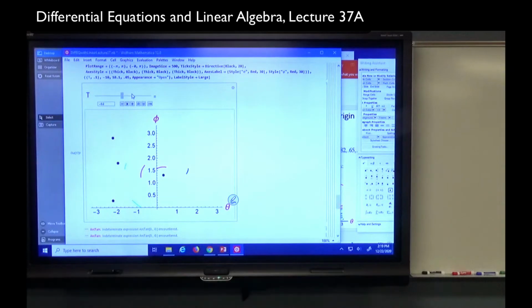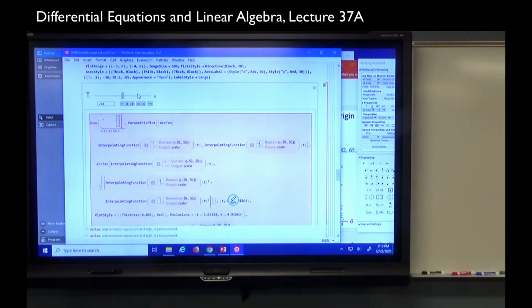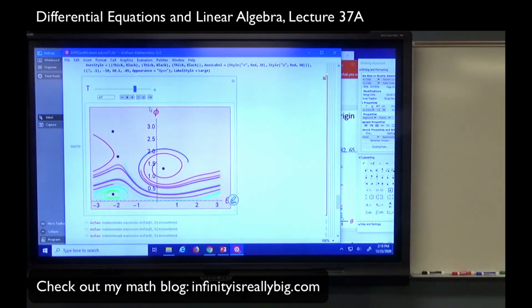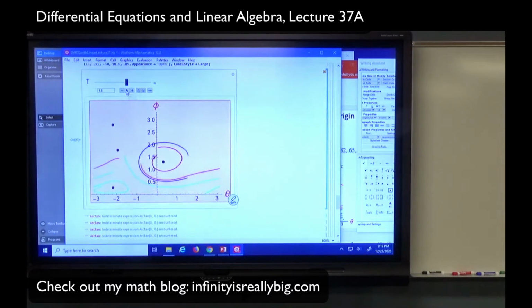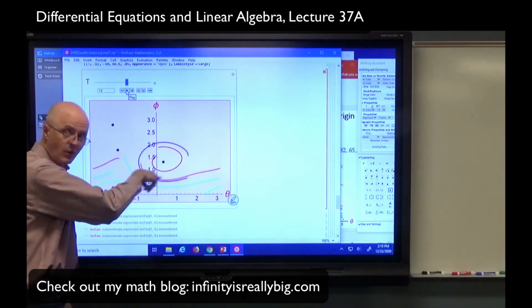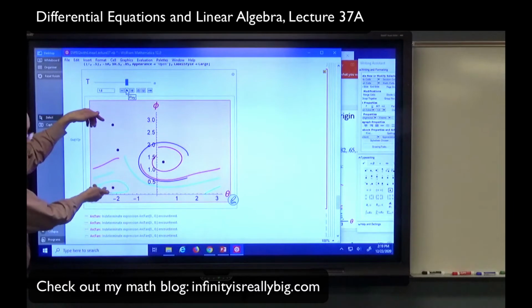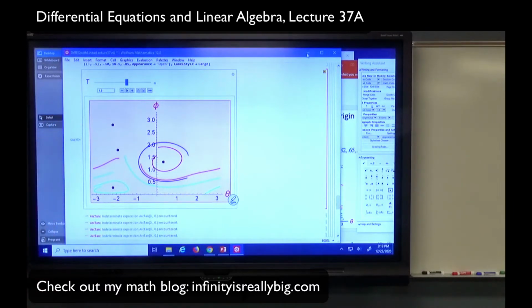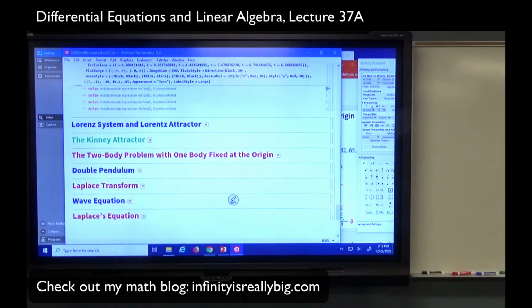As time increases, you can see the one on the right there, well, if we get a picture at least, seems to be a spiral source. These curves are going away from it, and these 2 end up being spiral sinks here and here. Okay? Let's move on to the next example.